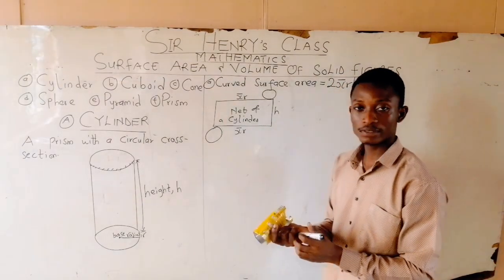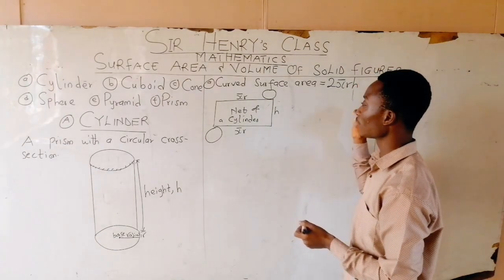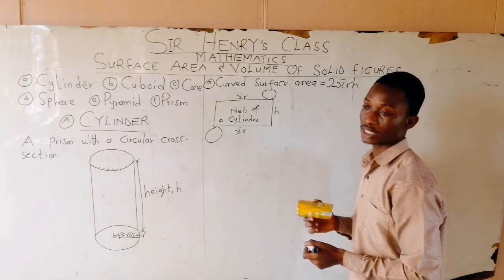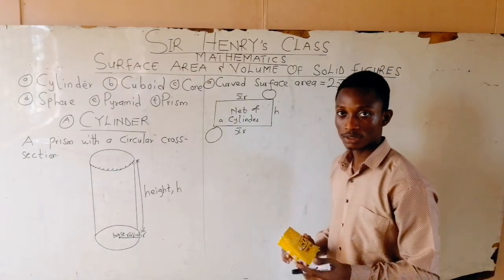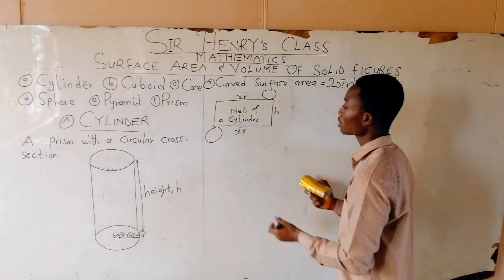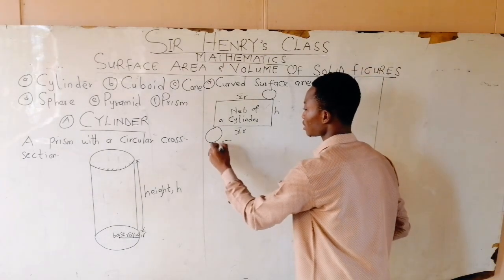So how do you find the curved surface area? 2 pi r h. How do you find the curved surface area? 2 pi r h. I believe you are good. Can we continue? Okay, the next one, let's talk about the total surface area now.